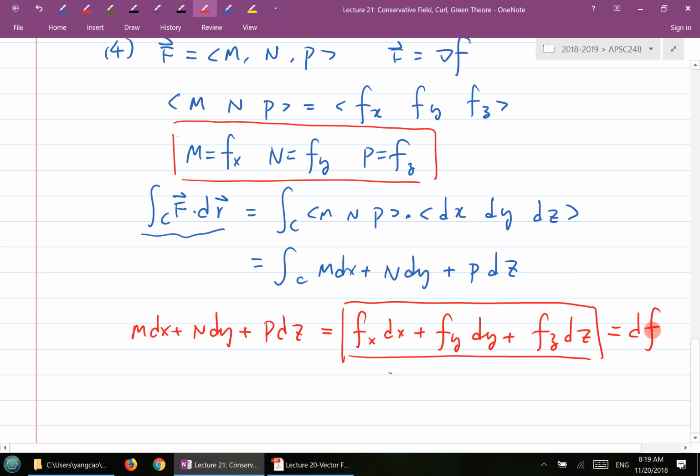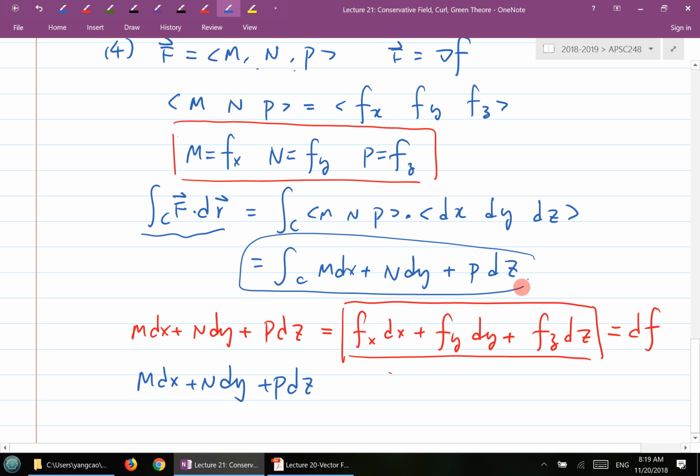So the number 4 equivalent statement is basically saying, if you have any vector field which has M, N, and P, and you're doing a vector line integral, which involves this key piece M dx, N dy, P dz, if F is a conservative field, then this expression can be written as df essentially.